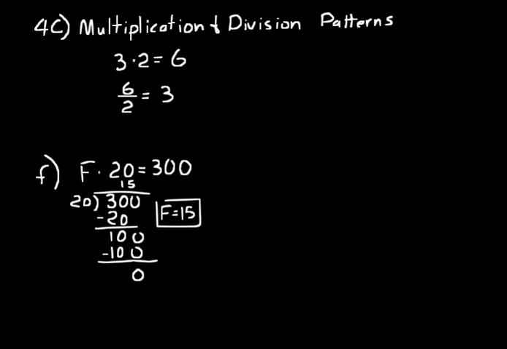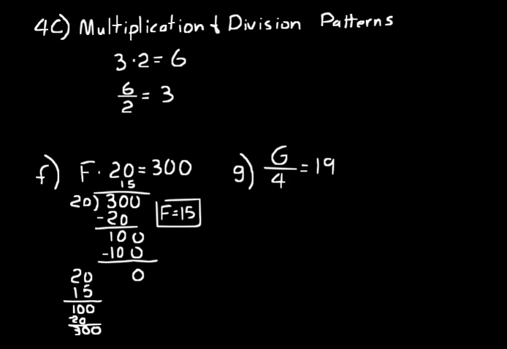And so on these type of problems where we're finding a missing number, we can always check our work by substituting back into the original problem, 20 times 15, and we can work this. 0 times 5 is 0, and then we'll have 10 there, 0 here, 2 here. That would add up to 300. That lets us know that F equals 15 is the correct answer.